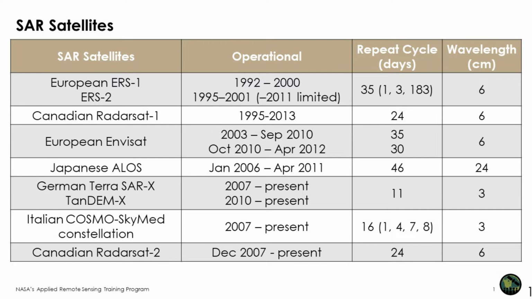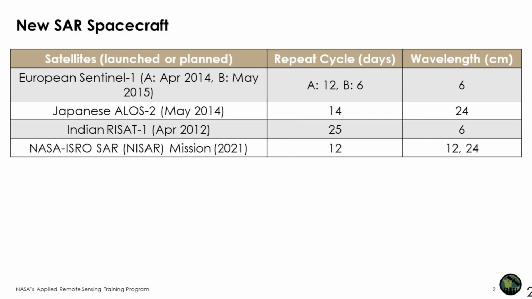The Canadian Space Agency also operates a satellite called RadarSat-2. It's still in operation. It was launched in 2007. And that has the same 24-day repeat as RadarSat-1 and a C-band radar wavelength. Next year, the Canadian Space Agency is planning to launch a RadarSat Constellation Mission, which would be 3 satellites.